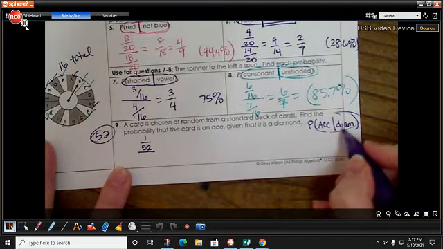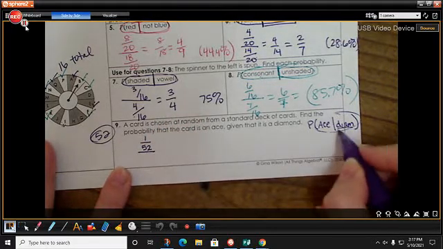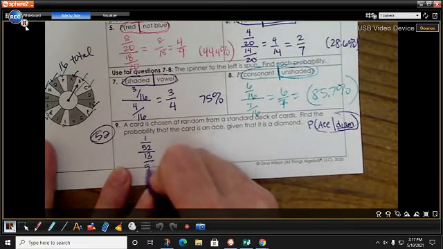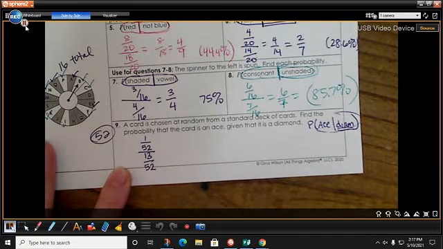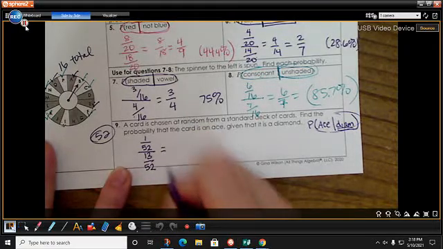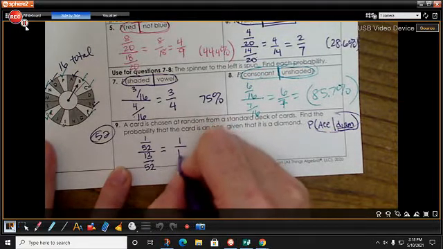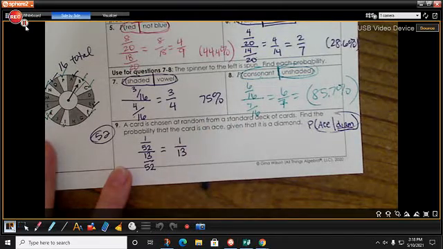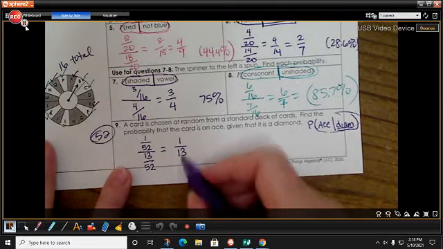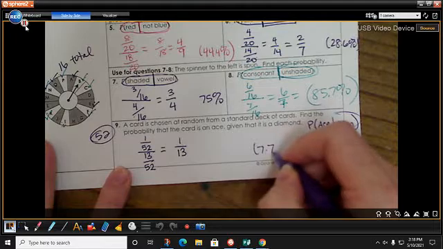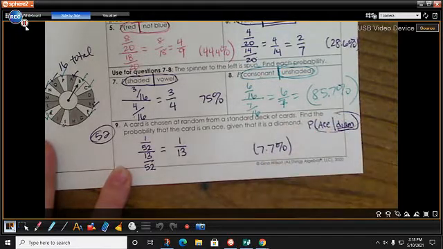And then I go, okay, what is my probability of just having gotten a diamond in the first place? It's 13 out of 52. There's always 13 of each suit. And so my probability of getting ace, given that it's a diamond, is going to be 1 out of 13. Which, if you think about it, in the diamonds, there are 13 diamonds, and one of them is an ace. So this does make sense logically with what we know about cards. And if you're curious, that's about a 7.7% chance.